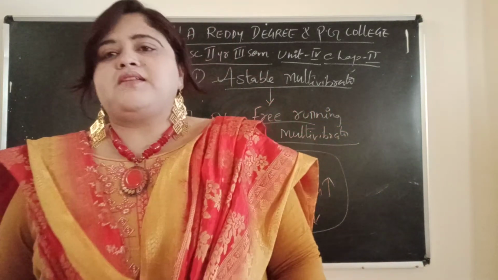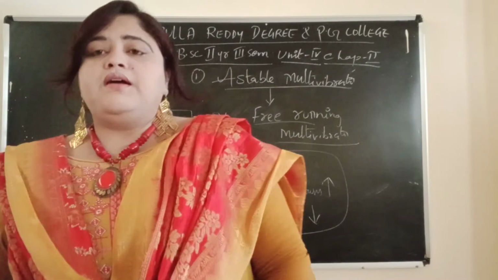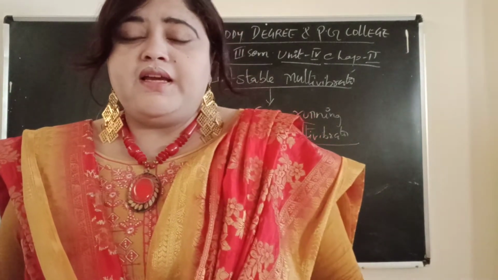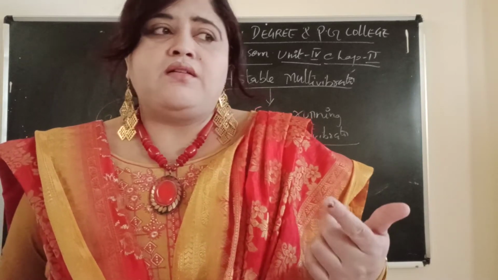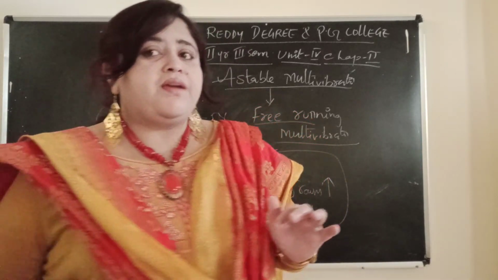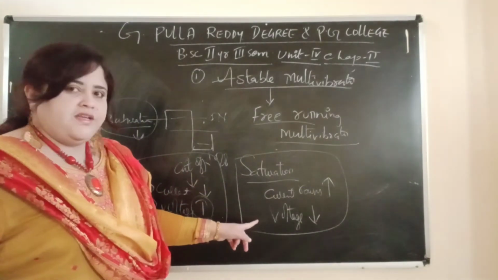So when the transistor is on, it is also known as saturation. In saturation mode, what is happening? When the transistor is on, in saturation, current will be increasing. Current will rise, voltage will decrease.